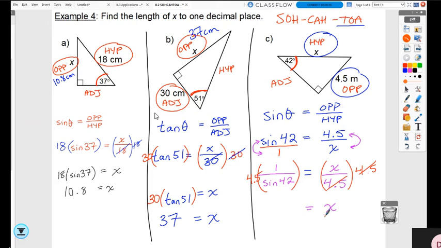What did you guys get? 6.7? Yeah, 6.7. I like that. So we can go to our diagram and say this is meters, so we'll say 6.7 meters. Great.